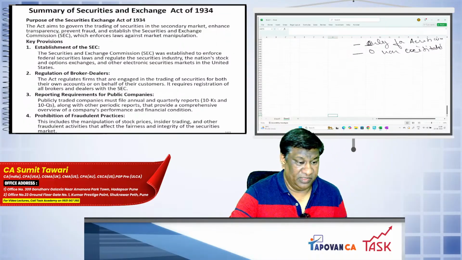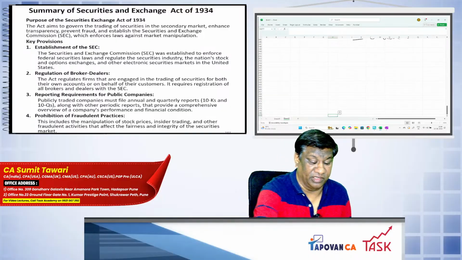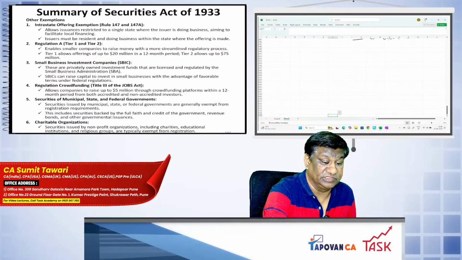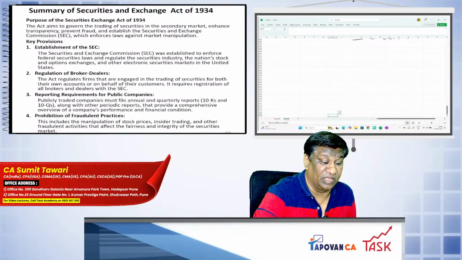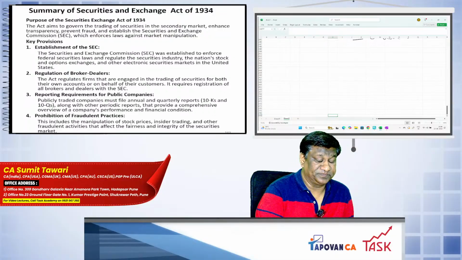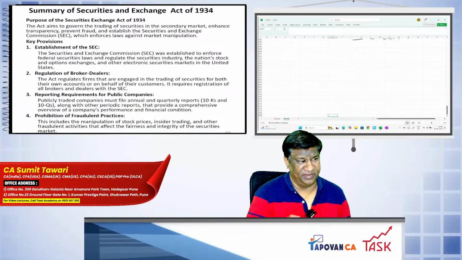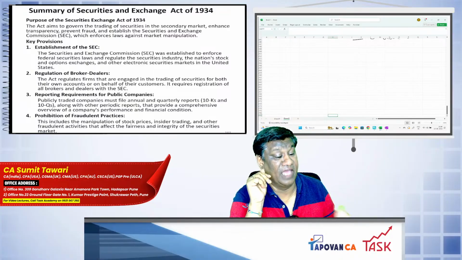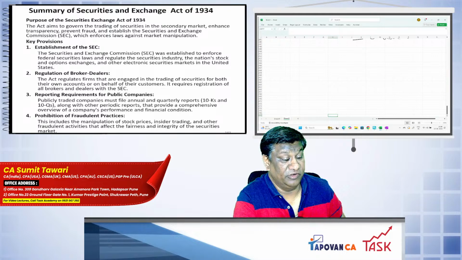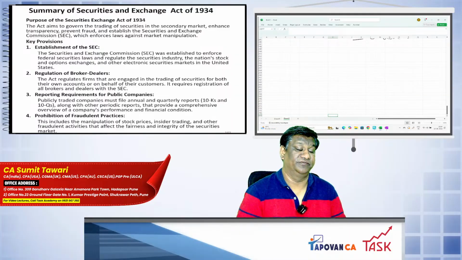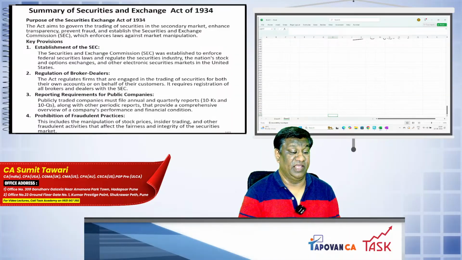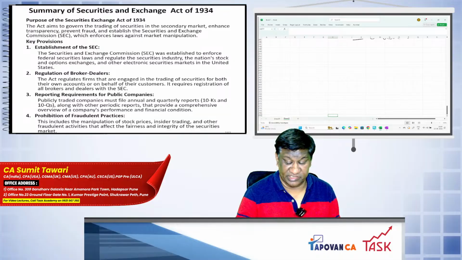Then the purpose of the Securities Exchange Act 1934. What we saw, the Act of 1933, deals with the primary market, when you are issuing a first-time IPO. The Securities Exchange Act 1934 deals with the secondary market. The Act aims to govern the trading of securities in the secondary market, enhance transparency, prevent fraud, and establish the Securities and Exchange Commission, which enforces laws against the market.